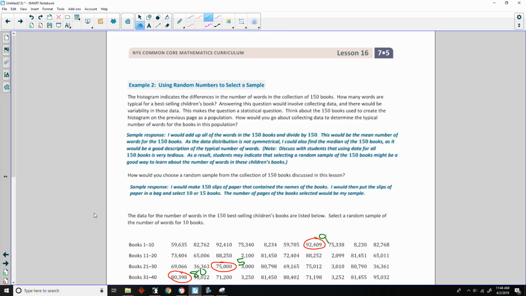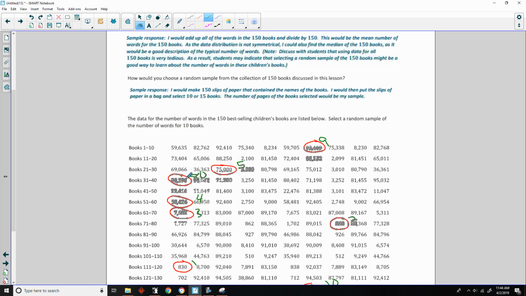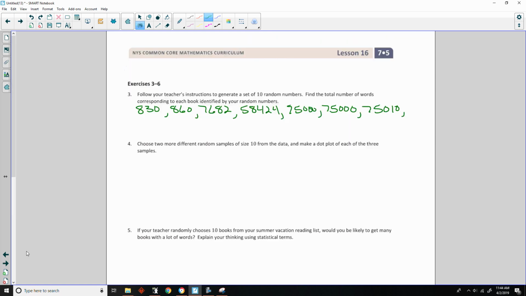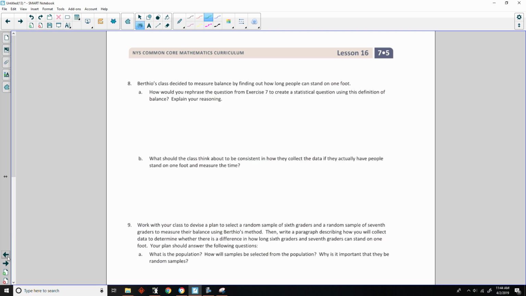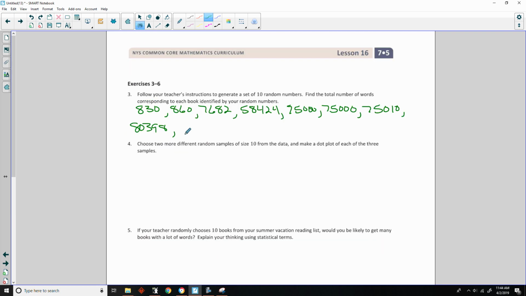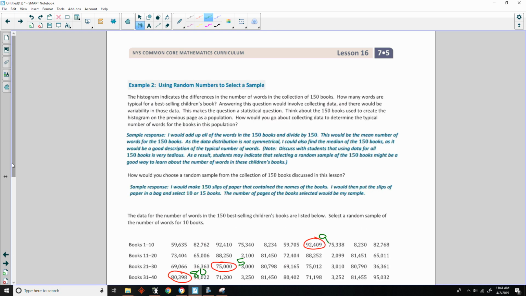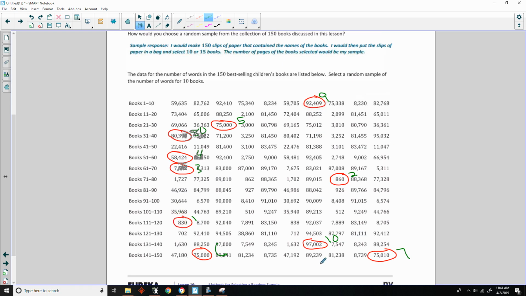So that's 8, 9, and 10. So 8 is 80,398. Don't use commas in the numbers because we're using commas to separate. 80398. 9 is 92,409. And finally, the longest book from our list. 10 is 97,002.